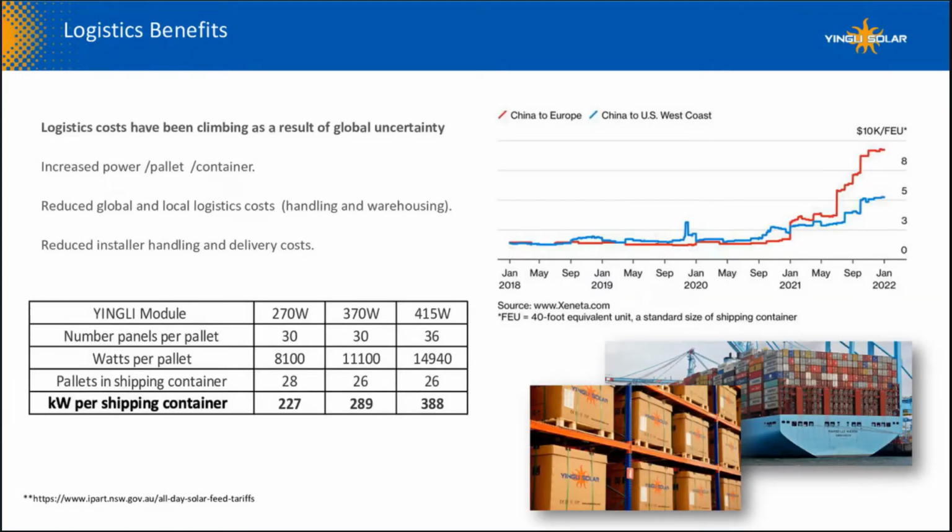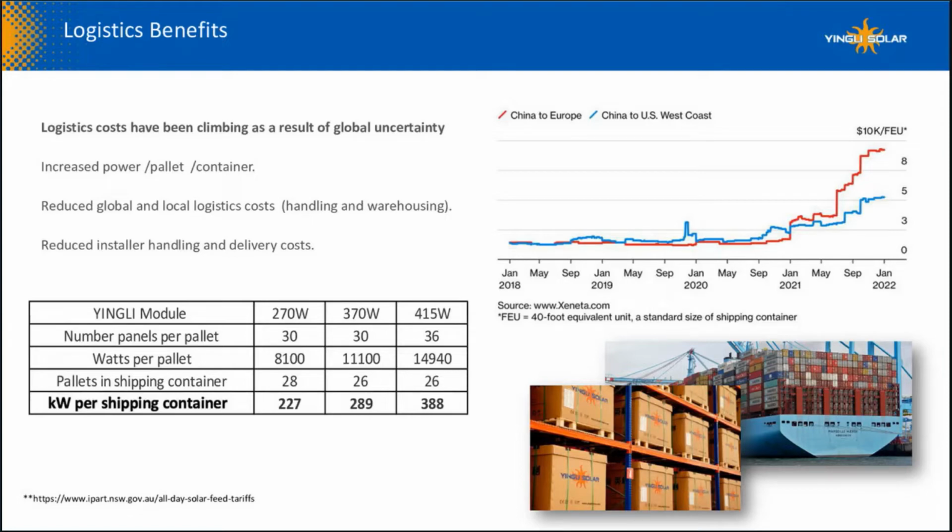Our industry, and indeed others, have all experienced massive increases in shipping costs. Transport has also become more expensive and can take longer due to staff shortages at the moment. By increasing the total kilowatts in each pallet, and hence each container, we can minimise the impact of this to yourselves and the end user. There have been significant improvements made in this area, as shown in this table. Even just comparing the 370 watt module to our 415 watt, we can ship over 34% more power per container, which makes a big difference.